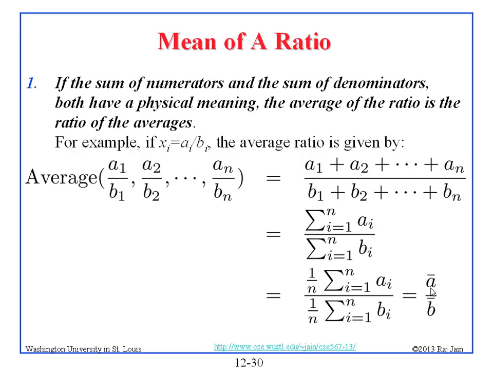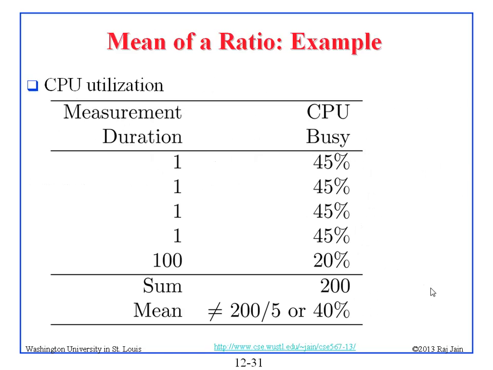Okay, I will give you an example in a minute, but is this clear? If you want to take the mean of a ratio, then the first question to ask is whether the numerator sum and the denominator sum are of interest. And so here is an example.